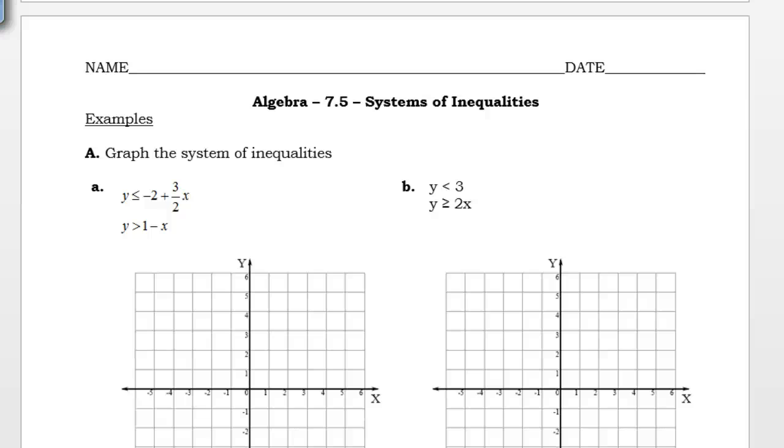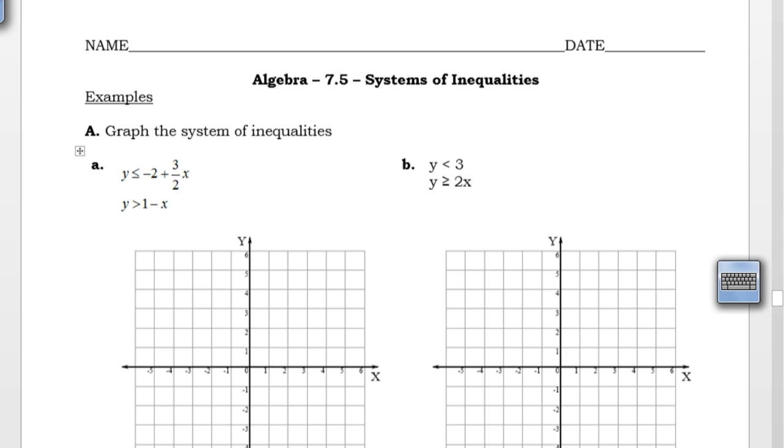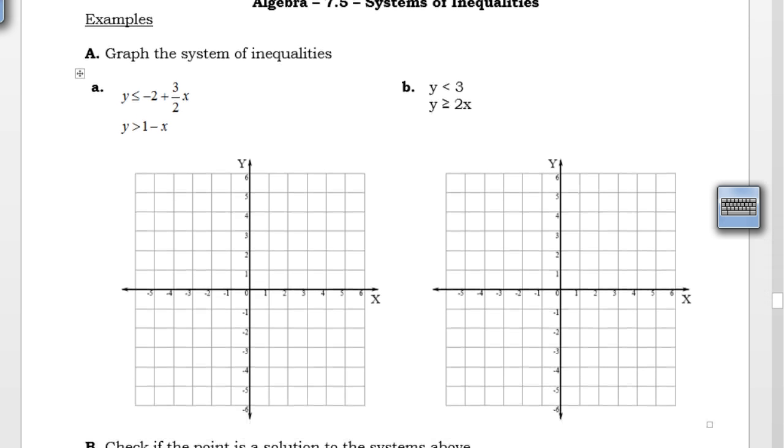This is Algebra, Lesson 7.5, Systems of Inequalities. In this lesson, we will be graphing two lines, and then shading appropriately after we do that.